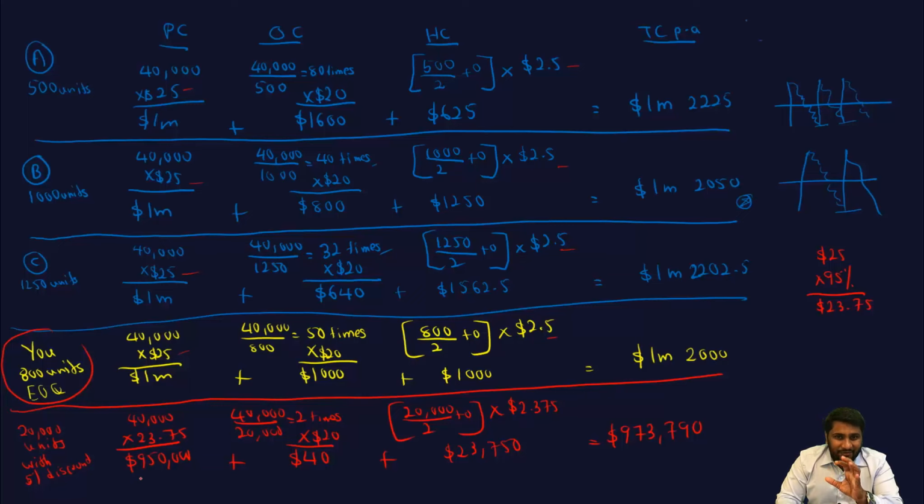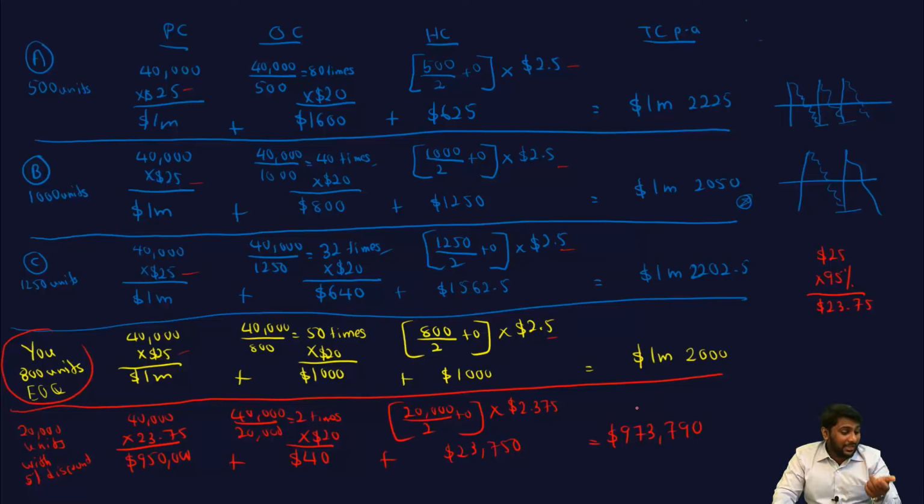So what you have to understand, very important thing, EOQ will become the best order quantity only if there is no discount. If there is discount, you have to compare it and you have to see which one is the best. Ordering at EOQ, which is 800 units, is the best, or ordering 20,000 with 5% discount is the best? You have to do a good comparison. If you order 20,000 units with 5% discount, your total cost will be only 973,790. So in this particular situation, it is advisable to purchase 20,000 units with 5% discount.